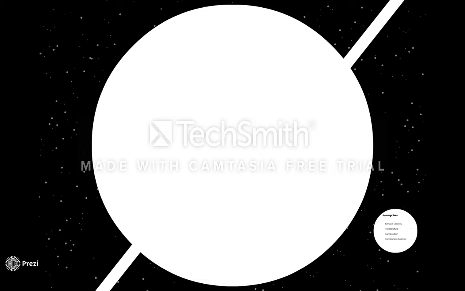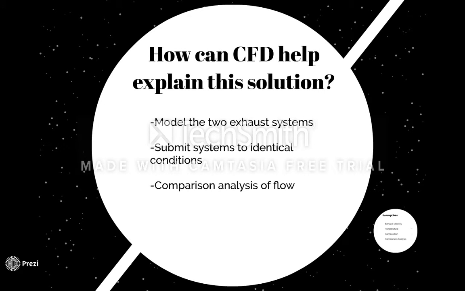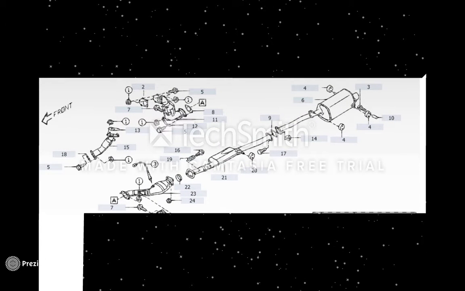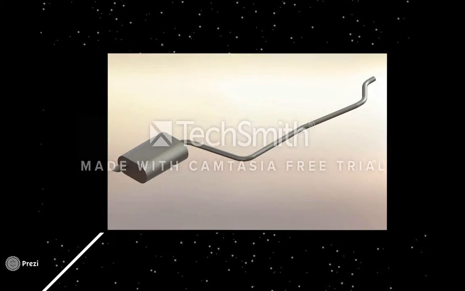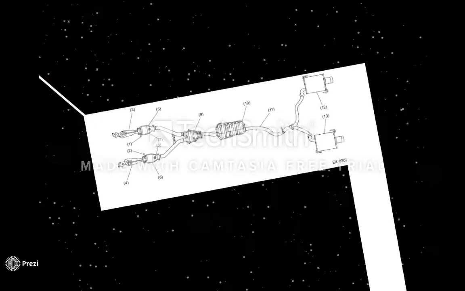So I thought it would be a good idea to model the two different systems in Fluent and put them under identical conditions and see what kind of differences I could come up with. I went online, found schematics for both the single and the dual exhaust system, and then modeled them up in SolidWorks to use within Fluent.